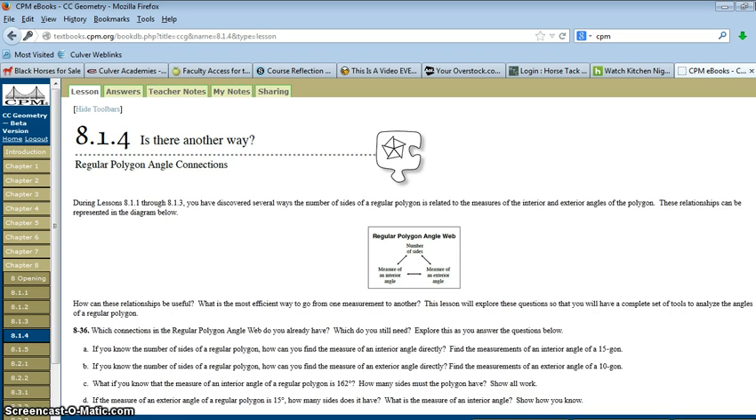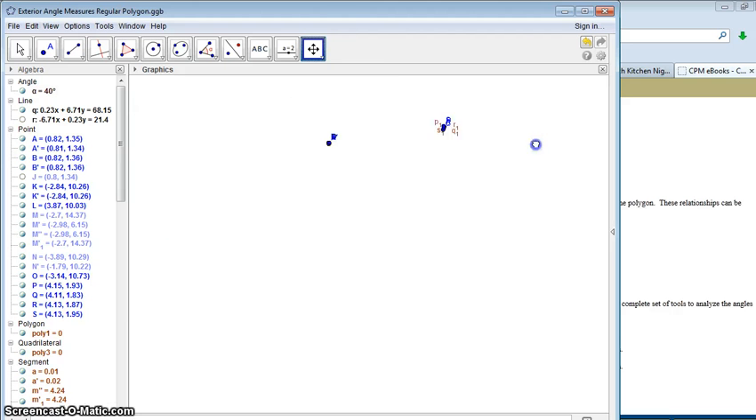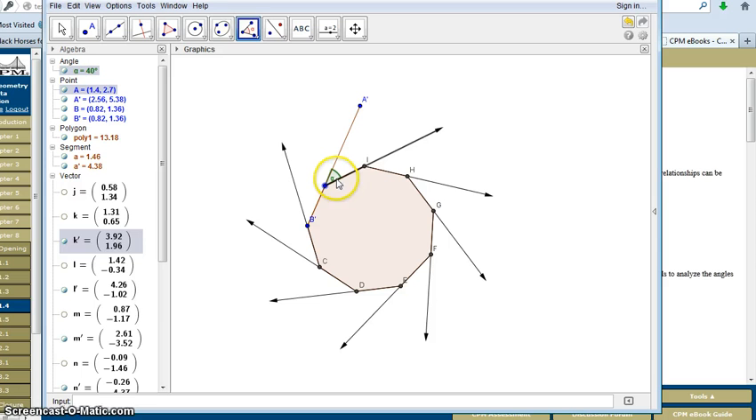So we're going to move through section 8.1.4, Is There Another Way?, which talks about the regular polygon angle connections. It's important to notice that the exterior angle, given in this figure as angle A, has an important relationship to the interior angle.